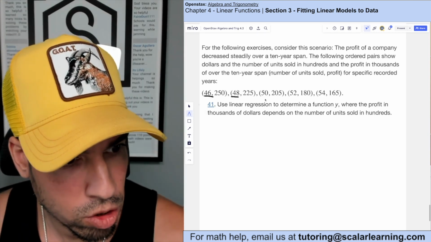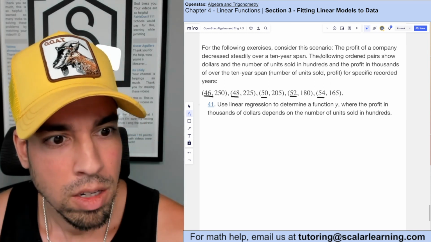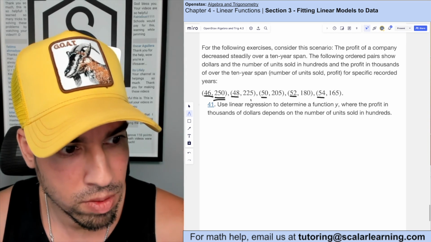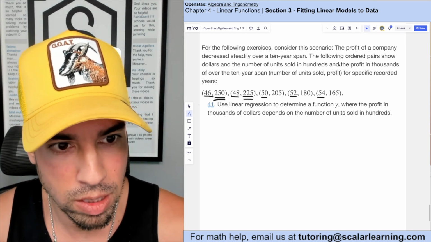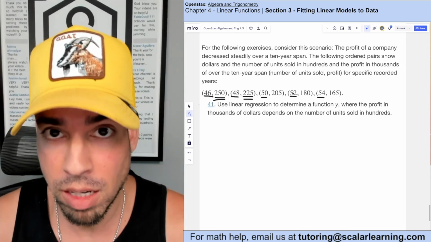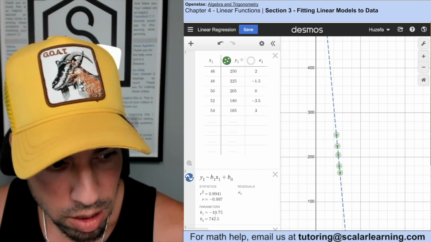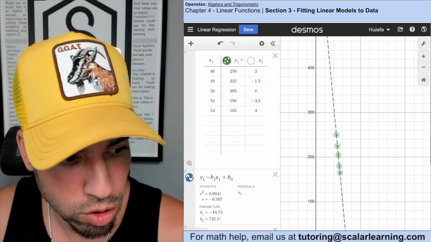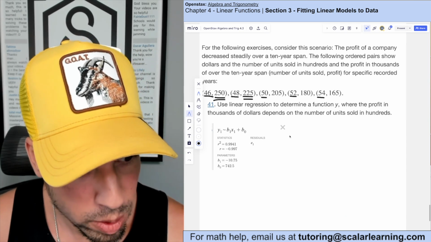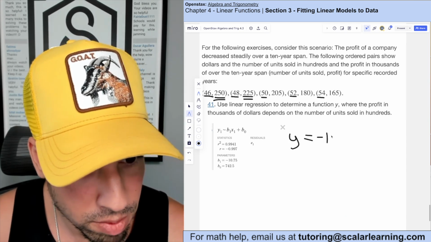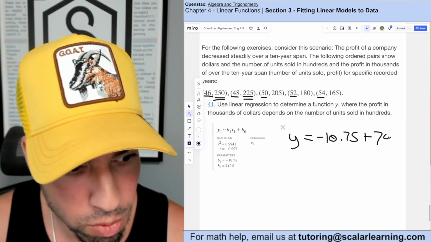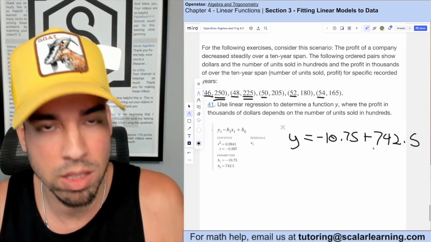Boom, done. For this exercise, consider the profit of a company decreasing over a 10-year span, and this is the number of units sold, or the X values, and the profits in thousands are these values, 250, 225, and you see that's kind of decreasing. So we're going to plug these values into Desmos, create a linear regression model, and take it from there. So now when we plug in these values, this is the B1 and B null values. That gives us the constants to make the linear equation. So let's do that now. With these values, we get y equals negative 10.75x plus that B null of 742.5. So there is the linear function.